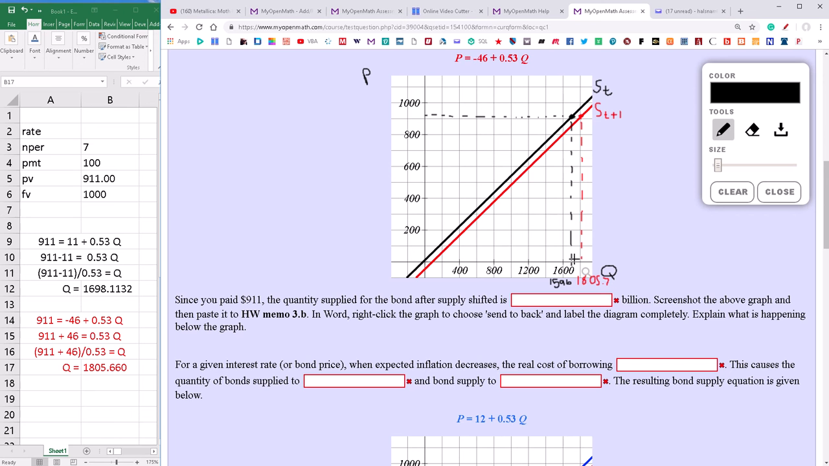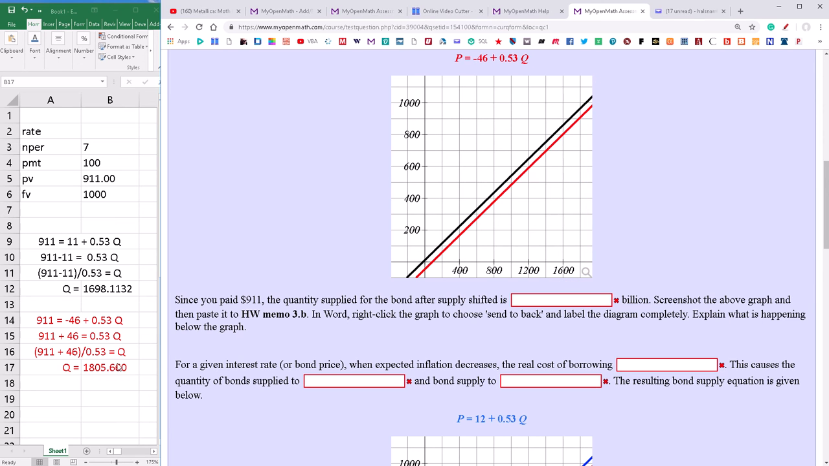Okay, so quantity supplied increased when prices held constant and supply increases. It shifts from black to red, shifts from left to right. Quantity supplied increases. Okay. I'll go ahead and close that out, and then I'll type in the number, the new quantity.